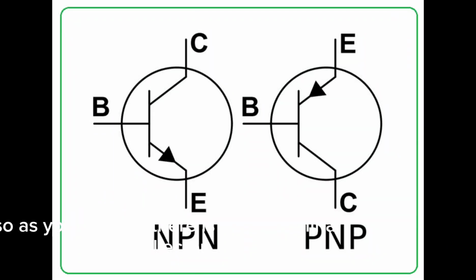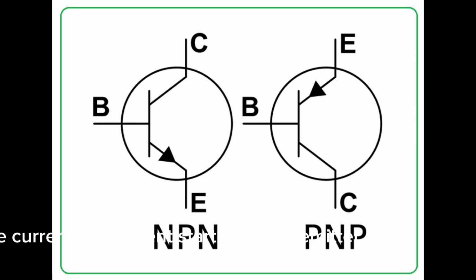So as you can see, there are three terminals: collector, base, and emitter. The function of the base is to act like a gate or switch to control the transistor. A small current at the base controls a much larger current between collector and emitter. The material is very thin and lightly doped compared to the other regions. For the emitter, the function is to supply charge carriers. It is heavily doped to inject a large number of carriers into the base.